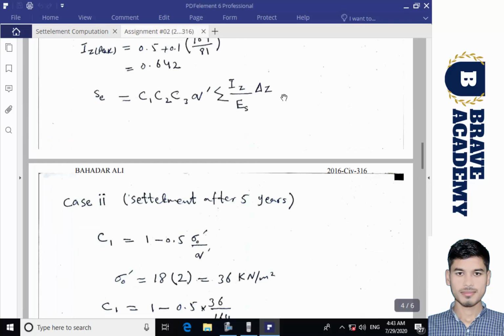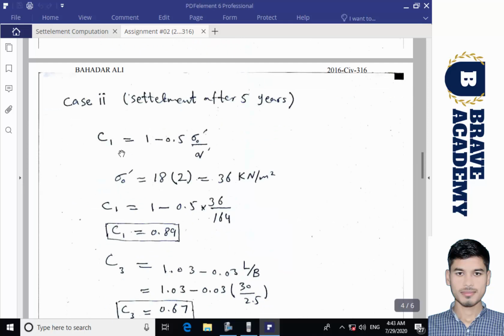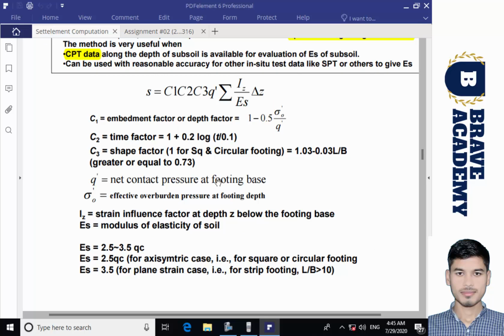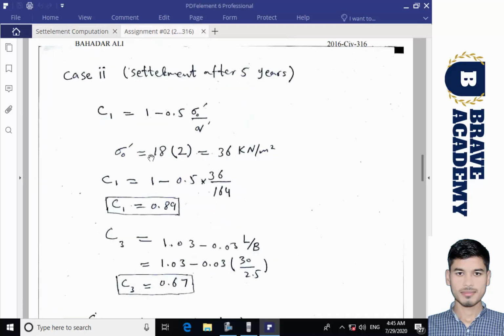We know this factor summation Iz over Es delta Z that we have calculated above. q prime we know. These factors we will calculate, C1, C2, C3. First we will calculate C1, that is depth factor or embedment factor, 1 minus 0.5 sigma naught prime over q prime. The sigma naught prime will be equal to 18 into 2, that is the effective overburden pressure at footing depth. As in our case footing depth is 2, so 18 into 2, that will give you 37 kilonewton per meter square. The C1 will give you the value 1 minus 0.5, put it here 36, q prime you know 164, C1 will be equal to 0.89.